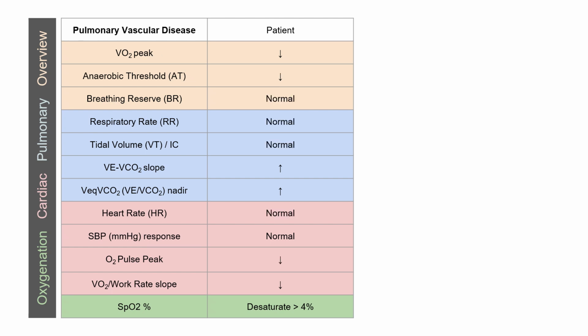Lastly, we'll look at a patient with pulmonary vascular disease. These patients will have reduced VO2 peak, reduced anaerobic threshold. They'll have a normal breathing reserve. Their respiratory rate will be normal. Their tidal volume to inspiratory capacity will be normal, but they will definitely have evidence of dead space and ventilatory inefficiency. Their heart rates are normal. Their blood pressure responses are normal. They'll have a reduced O2 pulse, and they'll have a decreased VO2 to work rate slope, and they typically desaturate. When you see desaturation, you should always think of pulmonary vascular disease or possibly restrictive lung disease.